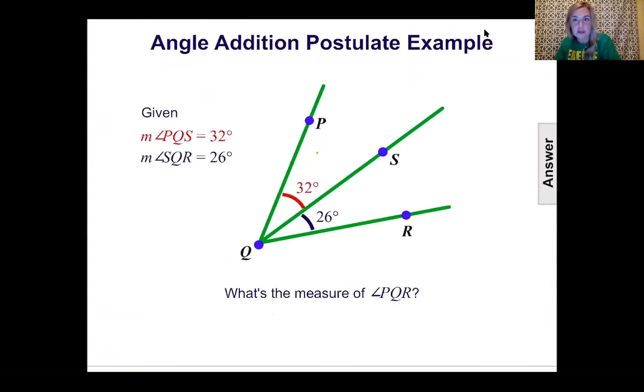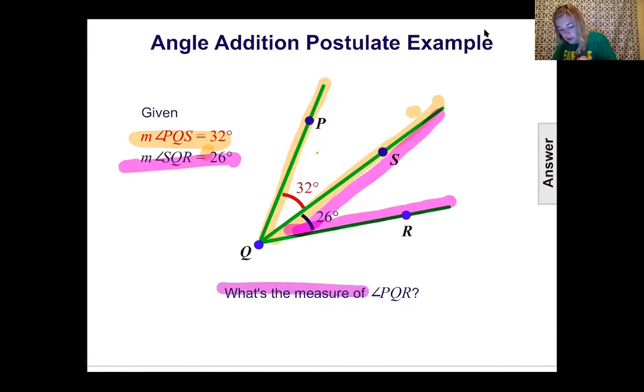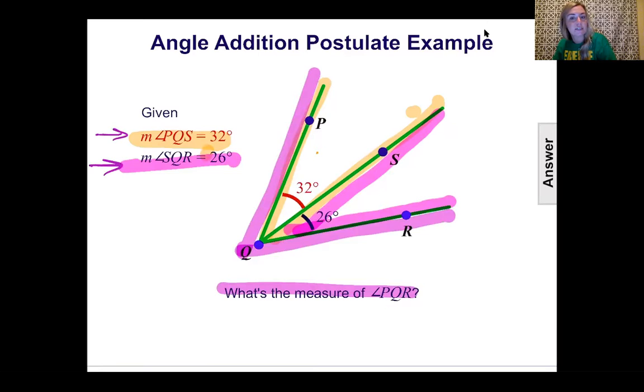So an example of the angle addition postulate, I'm going to highlight these for you first. They give you PQS, which is in orange, and they give you SQR, which I've done in pink. And then they want you to find this. Well, if we took this orange and the pink and added them together, those two pieces are going to equal the whole. So 32 plus 26 gives you 58 degrees. So PQR is 58 degrees.